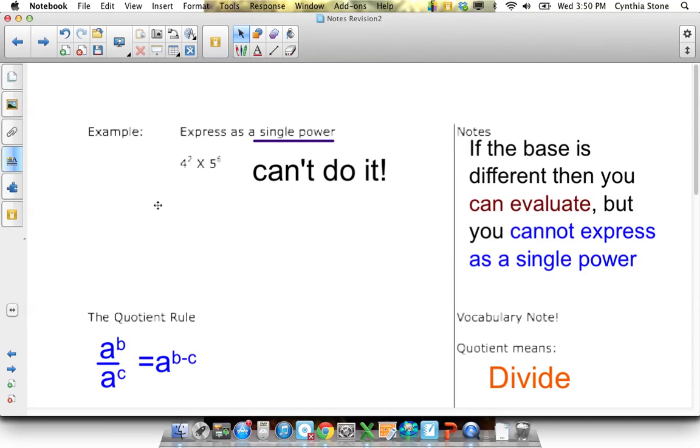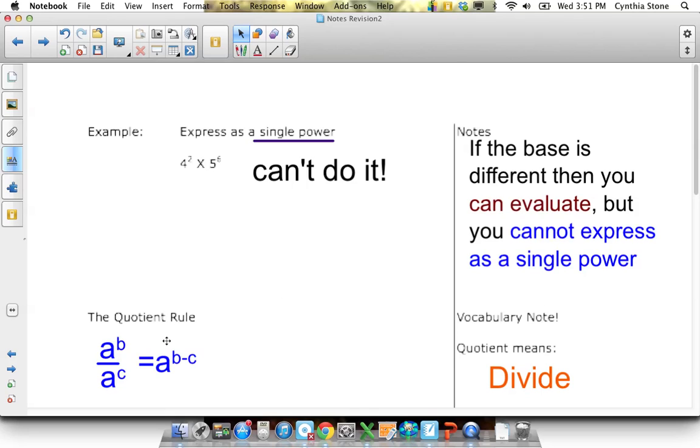Now this question I threw in here just to make sure you knew that I can't do it. 4 squared times 5 to the 6. You can evaluate that if you want. What I mean by evaluate is you could stick that in your calculator and find out what it's equal to, some number. It'll be a big number. But you can't express it as a single power because they have different bases. Okay?